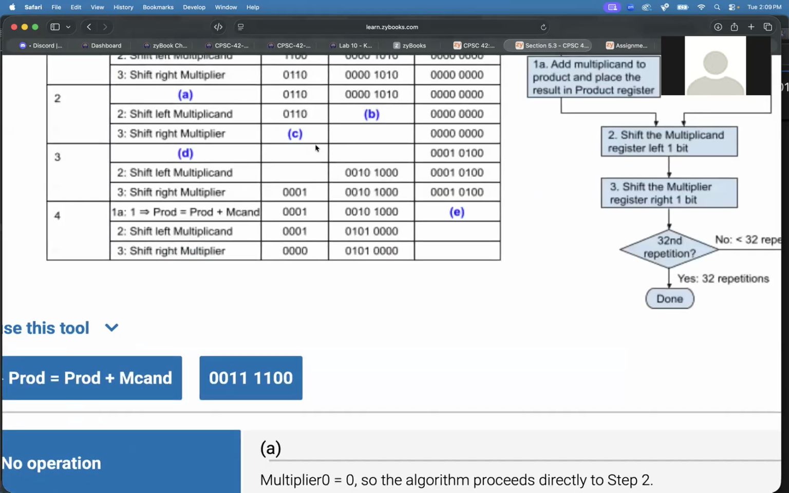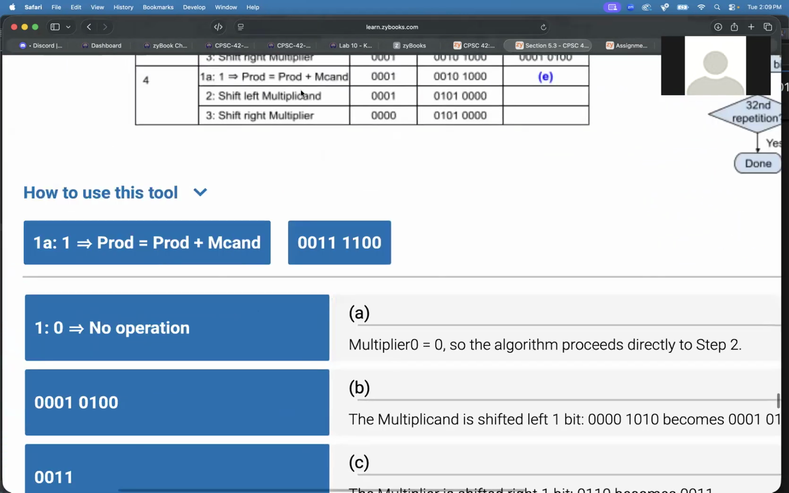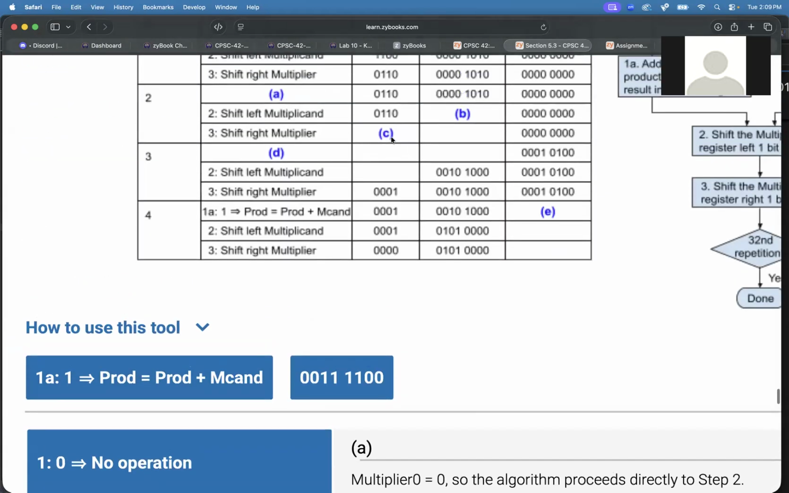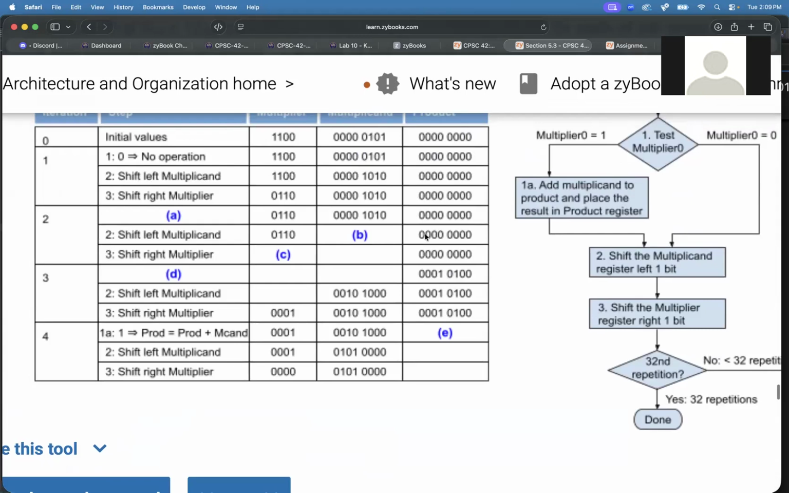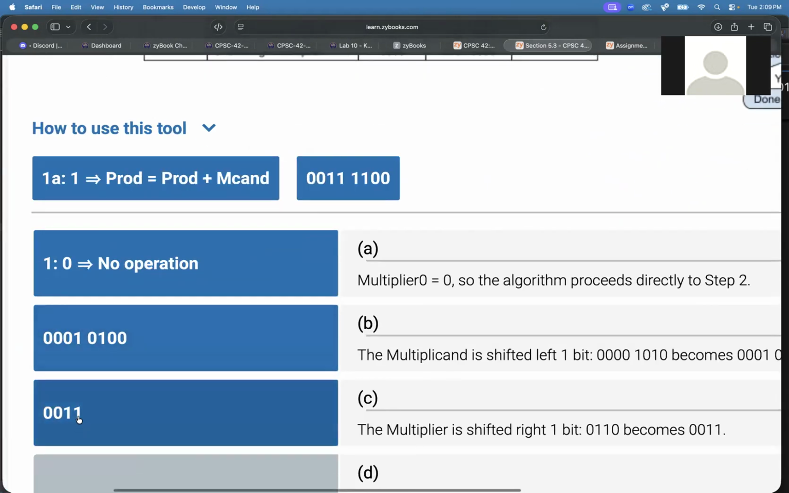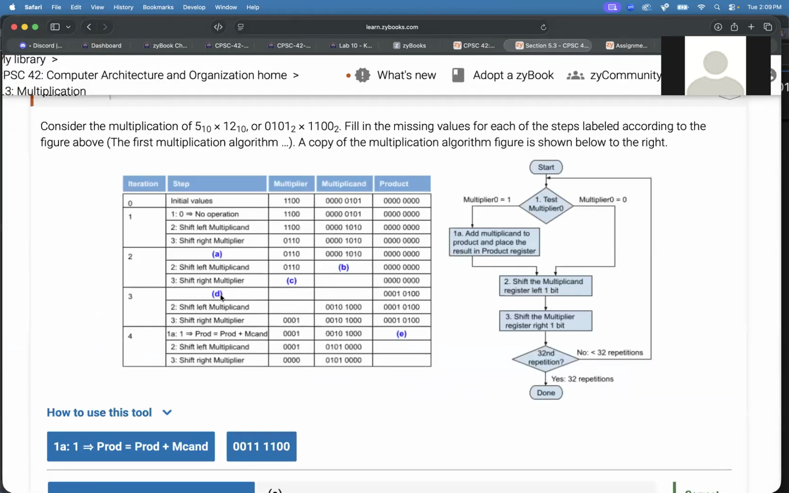Now imagine what C is. So C is this, right? 0011. So this is 0011. And so when we get back up to the top and we're checking multiplier 0 this time, we'll be looking at 0011. So the right bit is a 1 actually. So when we're doing this first step A, we'll be looking at 0011. So we will actually head this way.